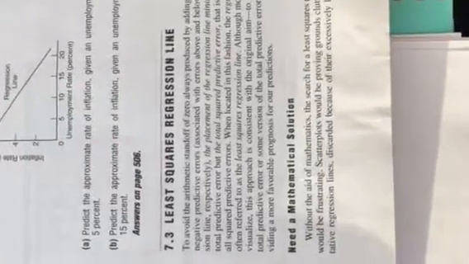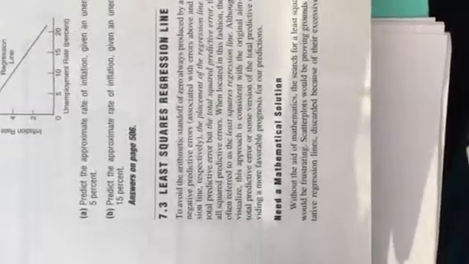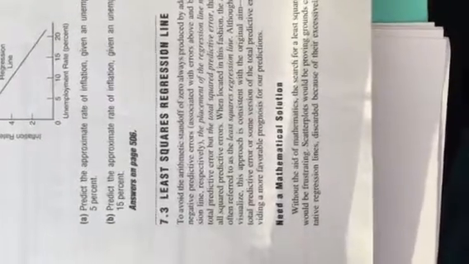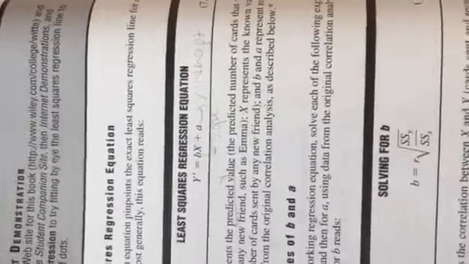Least squares regression line. The placement of the regression line minimizes the total squared predictive error. The equation for this is found in 161. Y prime equals bx plus a. B is the slope, a is the intercept.